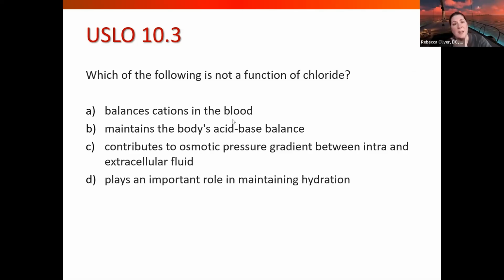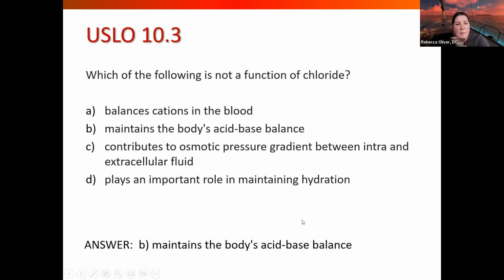All right, so which of the following is not a function of chloride? It balances cations in the blood. It maintains the body's acid-base balance. Doesn't really maintain it. It can be sacrificed in order to maintain. It contributes to osmotic pressure. Yeah, it's a particle. And it plays an important role in maintaining hydration. So our answer for this is going to be that it doesn't really play a role in maintaining the acid-base balance. It's actually sacrificed in order to maintain acid-base balance. We're going to go with that.